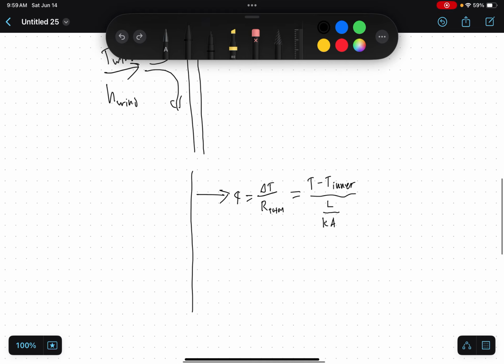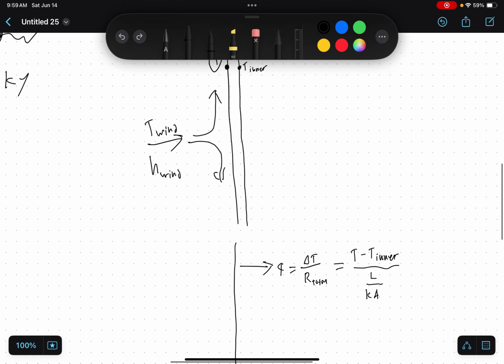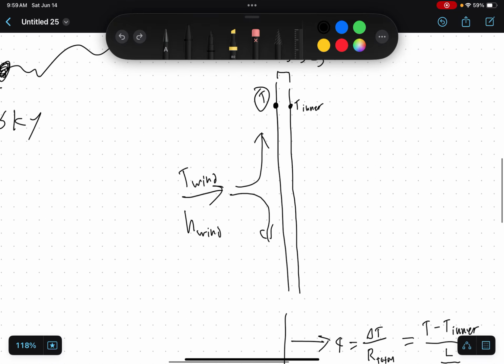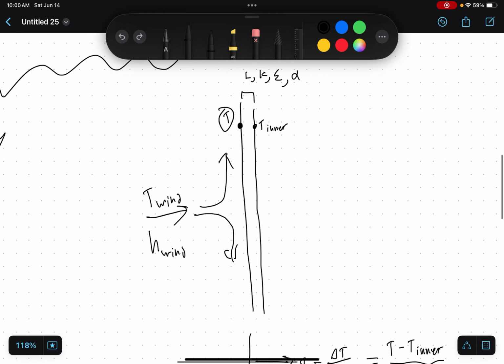But anyways, cool. What is the next piece of energy? So next we have, let's do the convection. So we have the T wind and T, okay.